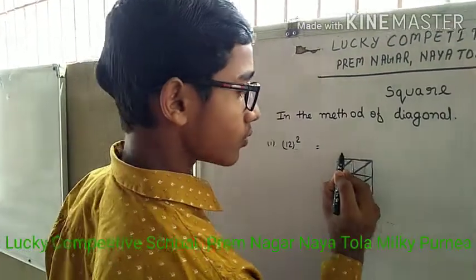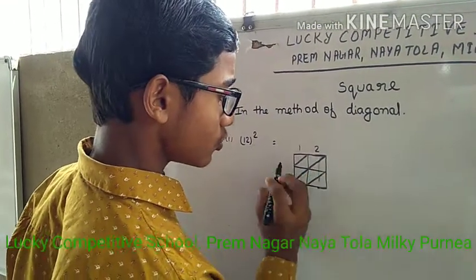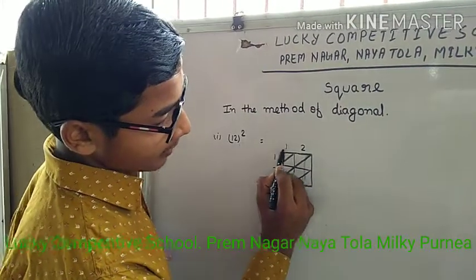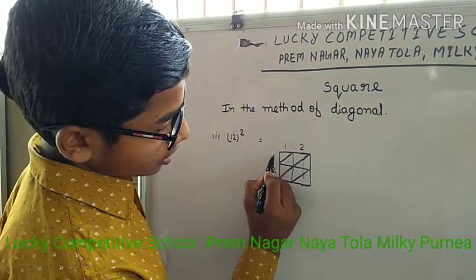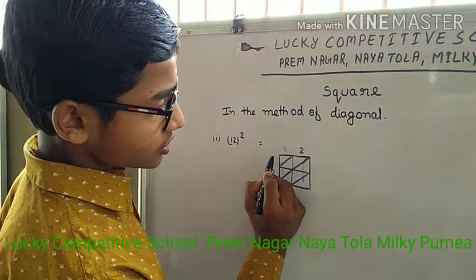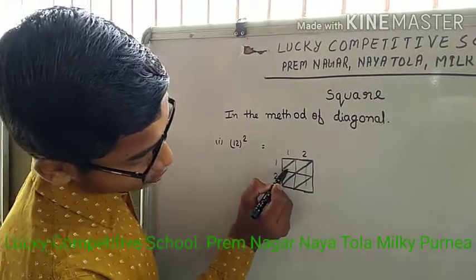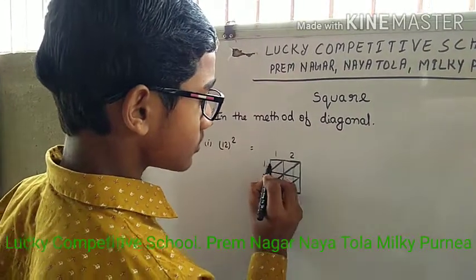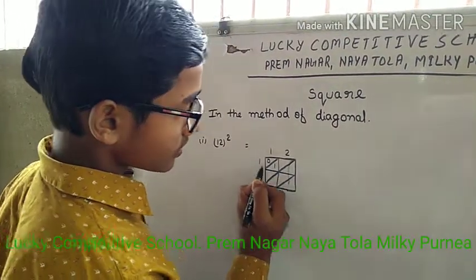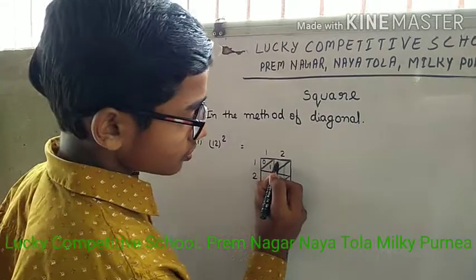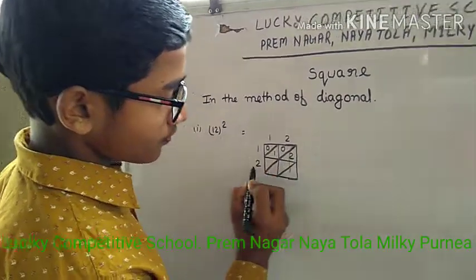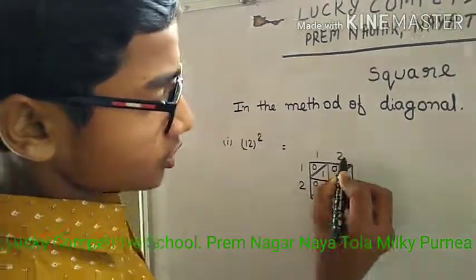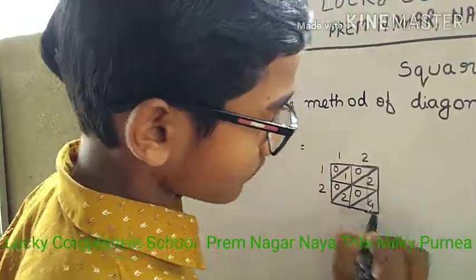First we write 1 2, 1 2, then we multiply 1 or 2 digit, meaning the first 2 numbers have 2 boxes, and we write 1 into 1, 1. 1 into 2, 2. 2 into 1, 2. 2 into 2, 4.